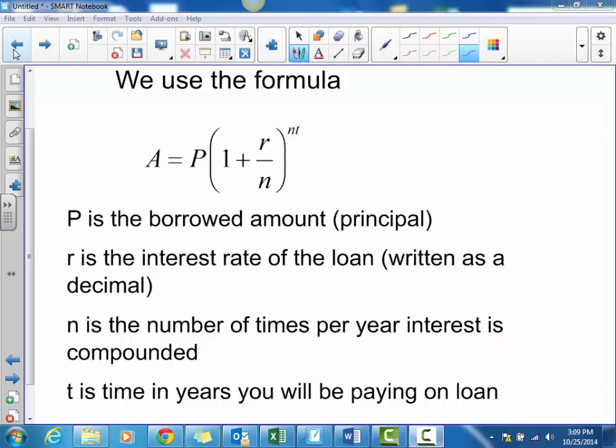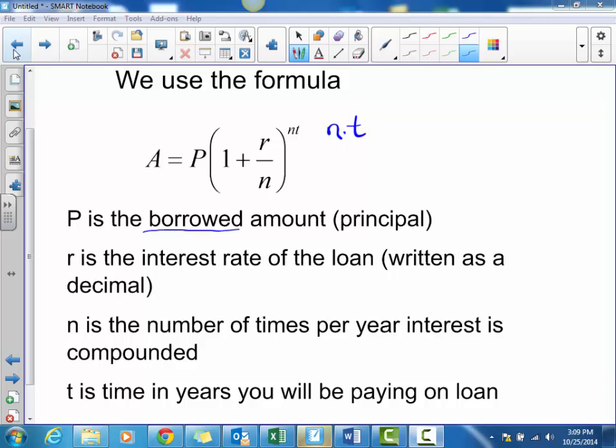Alright, this is a video on calculating compound interest. When we calculate compound interest, we use the formula A equals P times the quantity 1 plus R divided by N to the N times T power. P is the amount of money that you borrow. Since we're talking about a loan, it's really the principal, but we're going to talk about what we borrow.